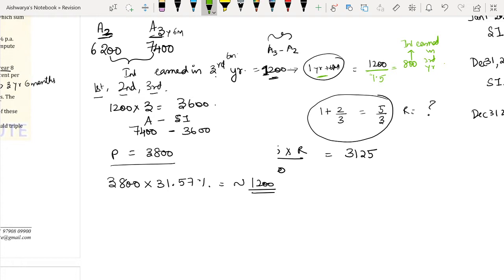Then here, instead of 1,200, you will be putting 800 into 3, and accordingly this number will change. 800 into 3 will be 2,400. So this minus this, here it will be 5,000. Accordingly you will have to change it. Are we clear about it? Suppose this kind of question comes in the exam, will you be able to handle it?